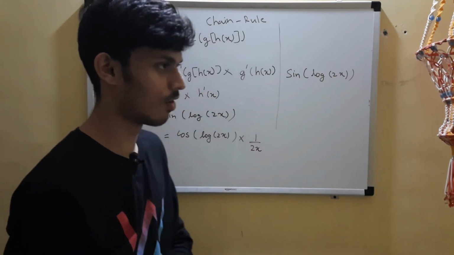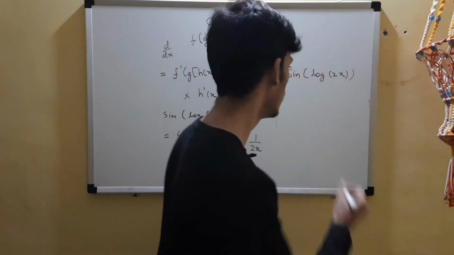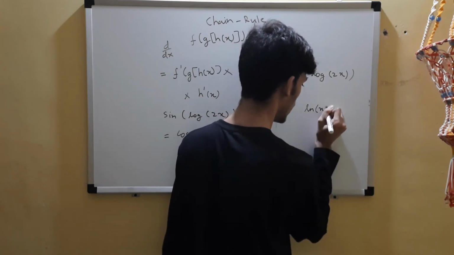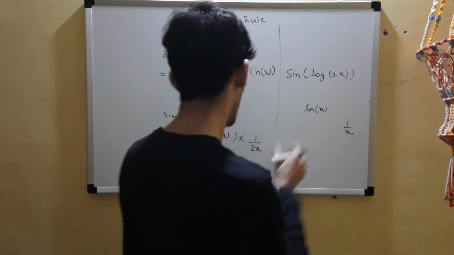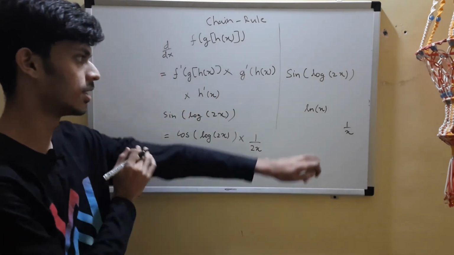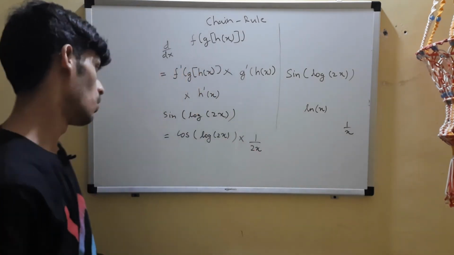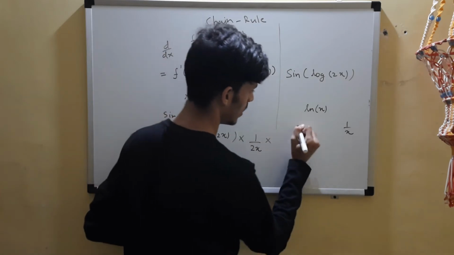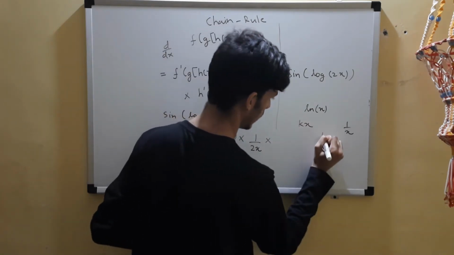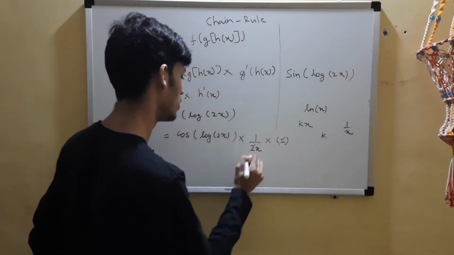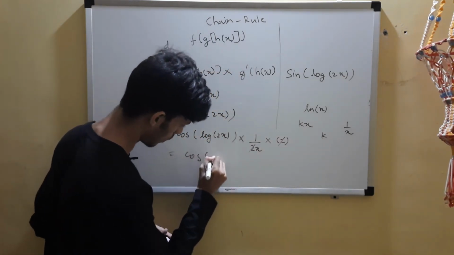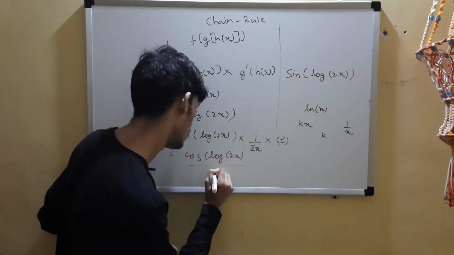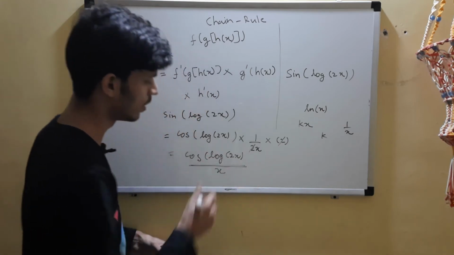What was the differentiation of log x? It was 1 upon x. I just use log over here, it means log to the base e, which means ln. So ln of x had differentiation 1 by x. So whatever the angle is, that comes down. 1 by 2x. Now what is remaining? 2x. Simple. What is the differentiation of 2x? What was the differentiation of kx? k. So 2. This 2 and this 2 cancel. Cos of log of 2x, and you have upon x. So this is the answer.